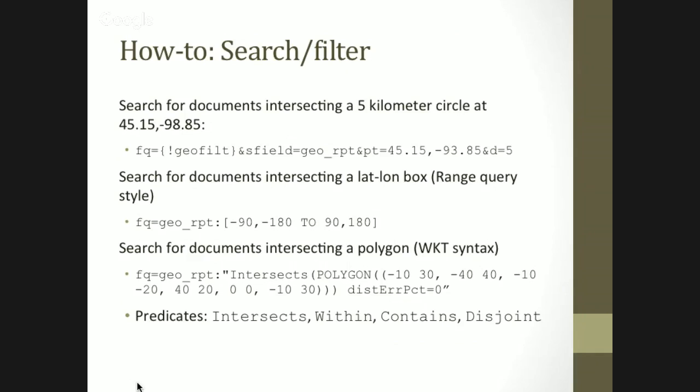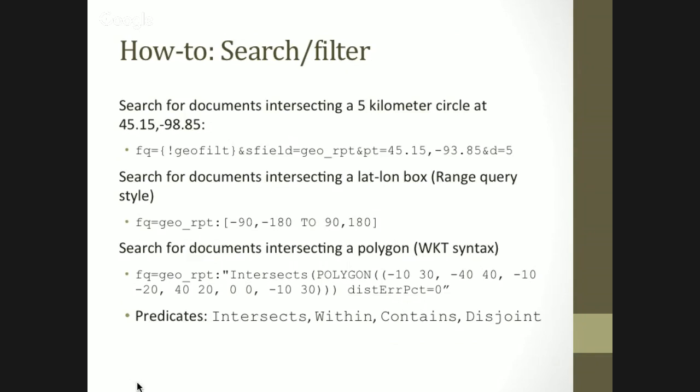Basically it starts with the predicate, and then the shape goes within the outer parentheses. So we have a polygon here. This is just a simple triangle. And that's just an extra parameter that you could set, or don't set it if you don't care. And there are other predicates available. What is that, error percentage or what?